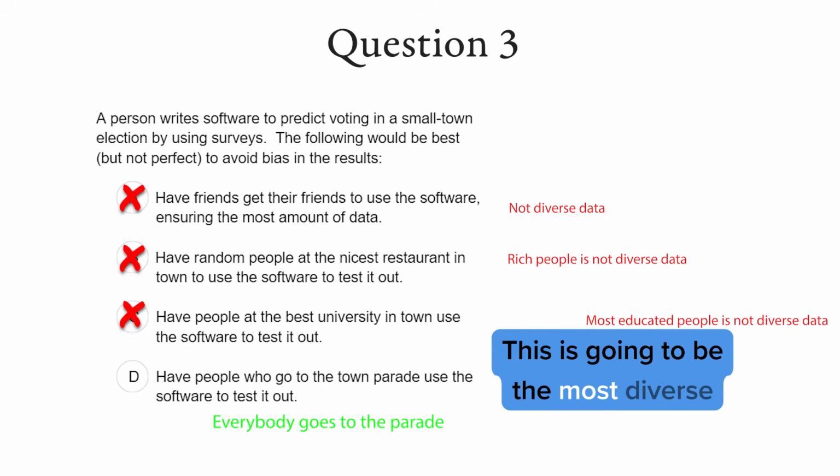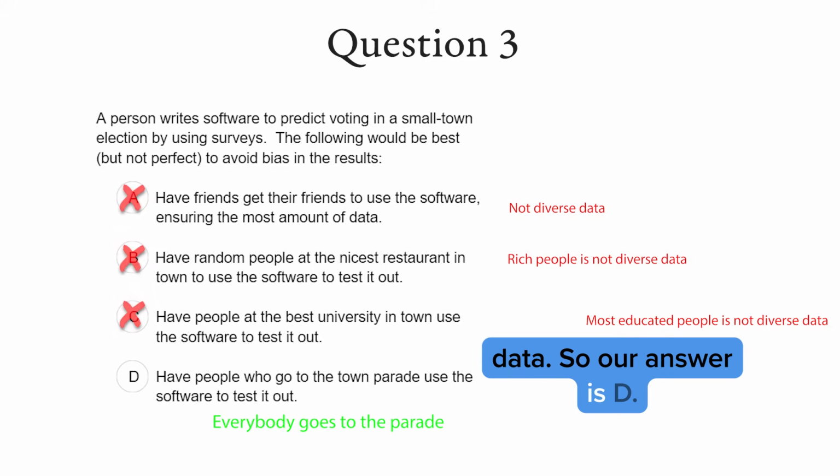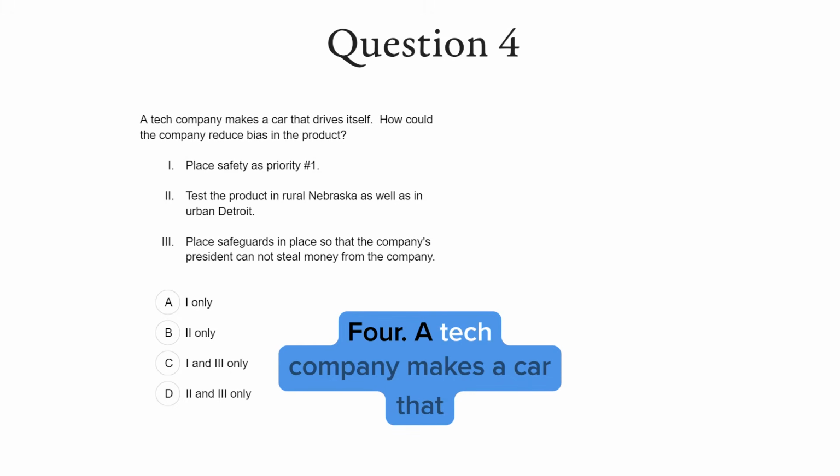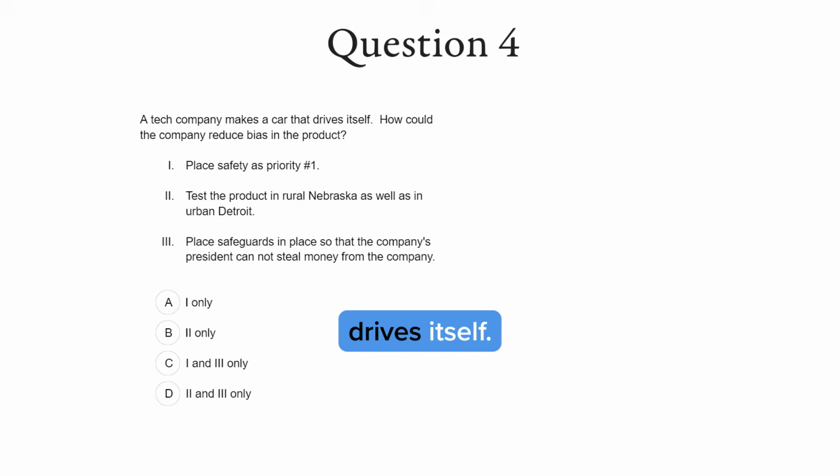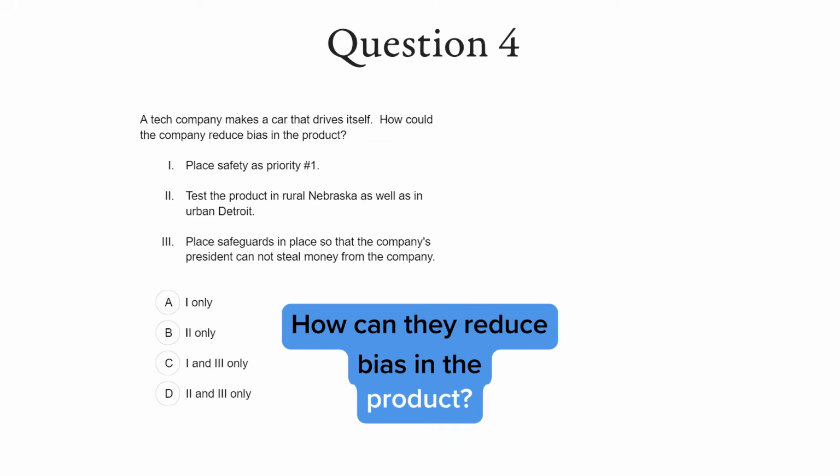This is going to be the most diverse data. So our answer is D. 4. A tech company makes a car that drives itself. How can they reduce bias in the product?